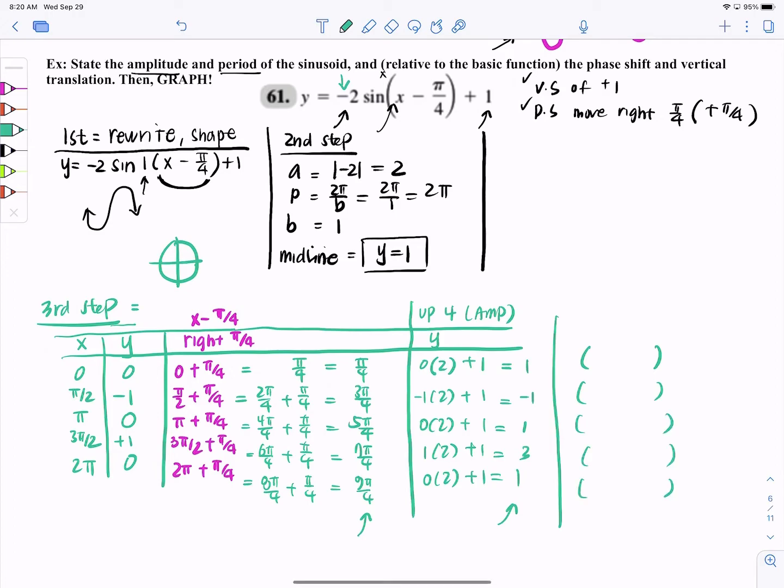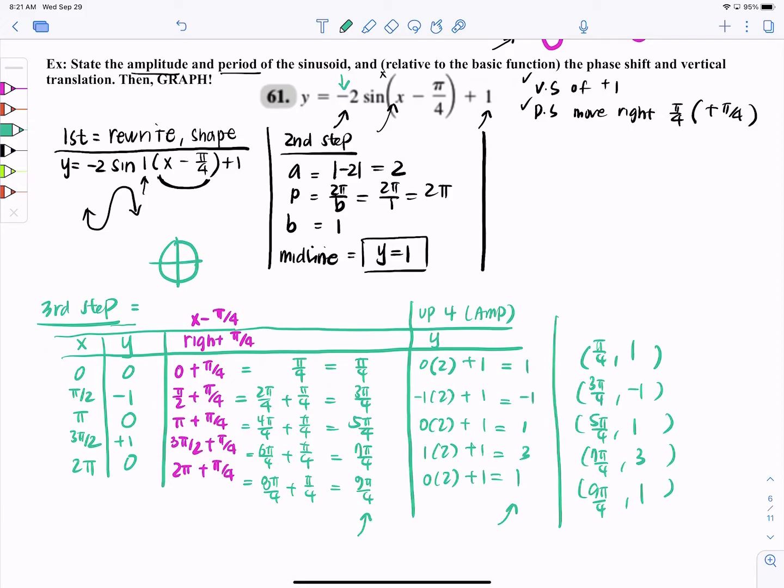Okay, so pi over 4, you start at 1. 3 pi over 4, you have -1. 5 pi over 4, you have 1. And 7 pi over 4, you go up to 3. And 9 pi over 4, which is the endpoint of one cycle, it's 1.